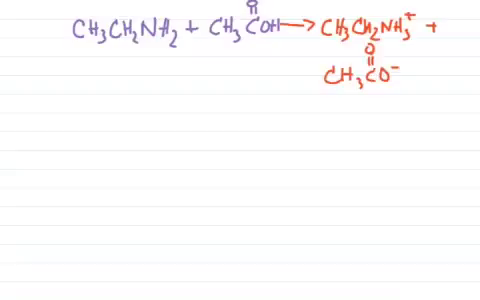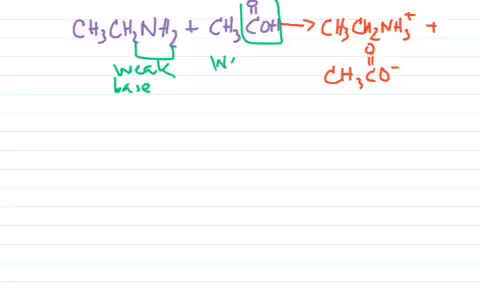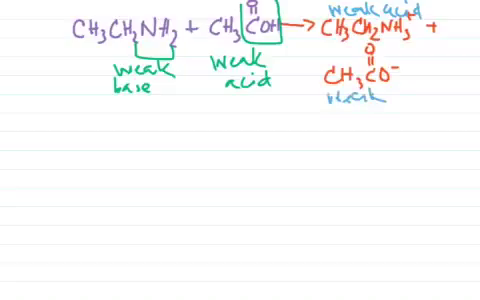All right, so again, we need to finish this off. So let's do that. All right, so the first thing I notice is this amine group. And if I remember, my amines are weak bases. And here, I see my carboxylic acid, so I know this is a weak acid. And I'm going to just go with the conjugates. So my conjugate of my weak base is going to be my weak acid. And my conjugate of my weak acid is now my weak base.